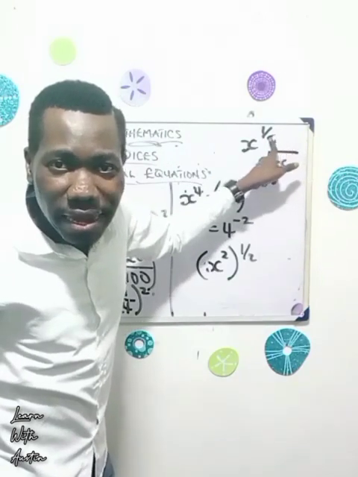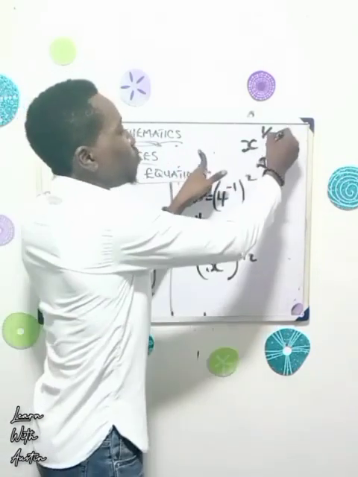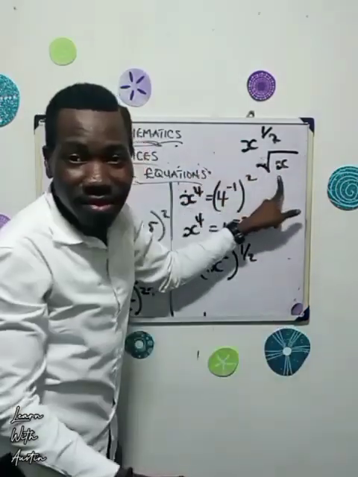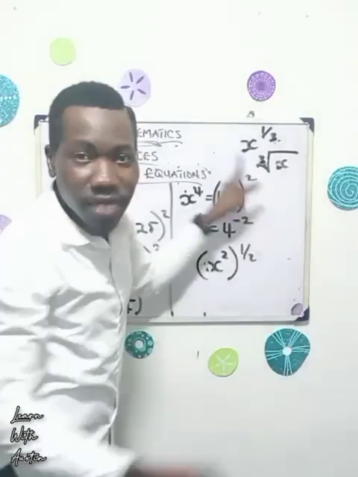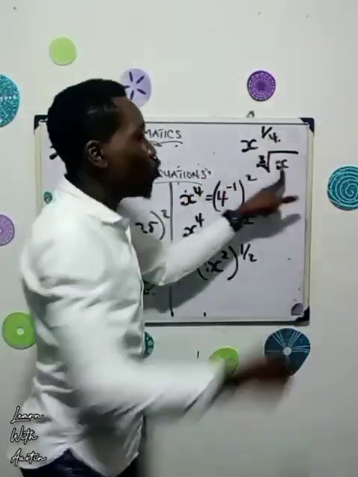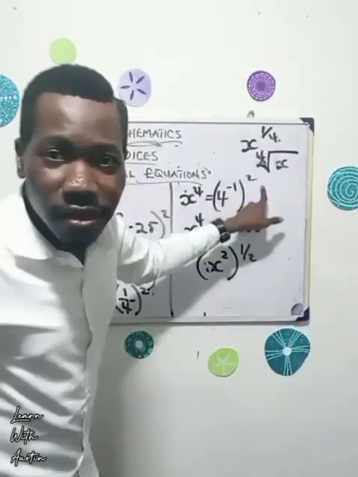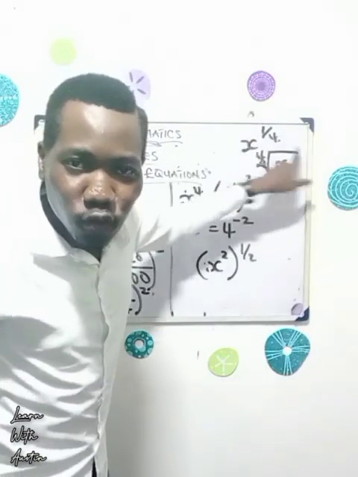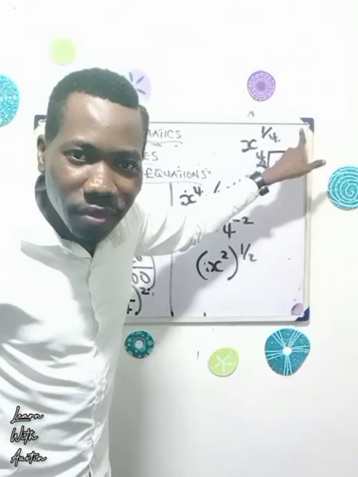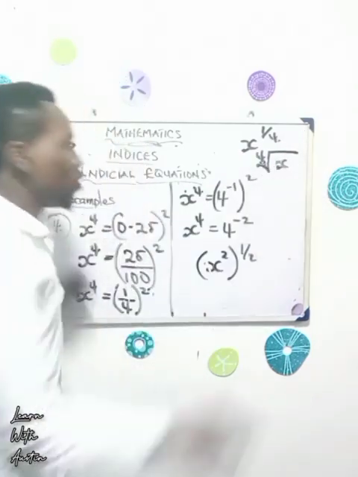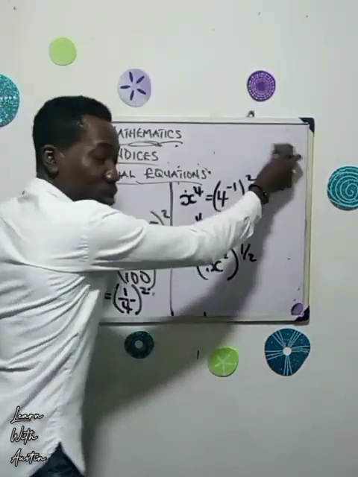So assuming a were to be 2, it becomes the square root of x. If it were to be 3, it becomes the cube root of x. If it were to be 4, it becomes the fourth root of x. Are we following? So fourth root can also be written as power of 1 over 4. I hope you understand. So maybe those that were not here from the beginning.